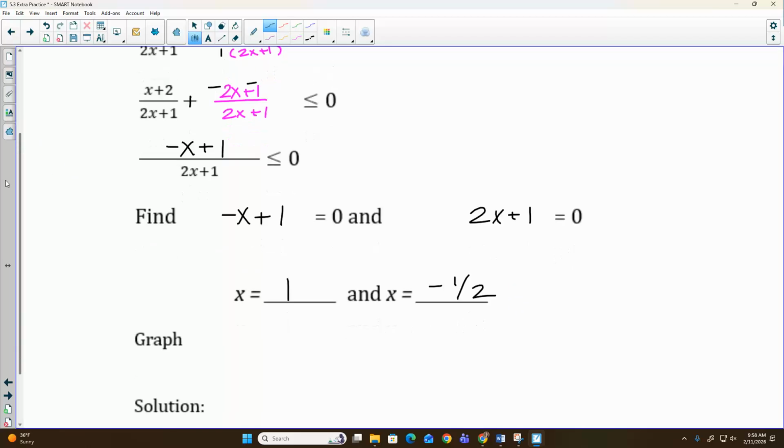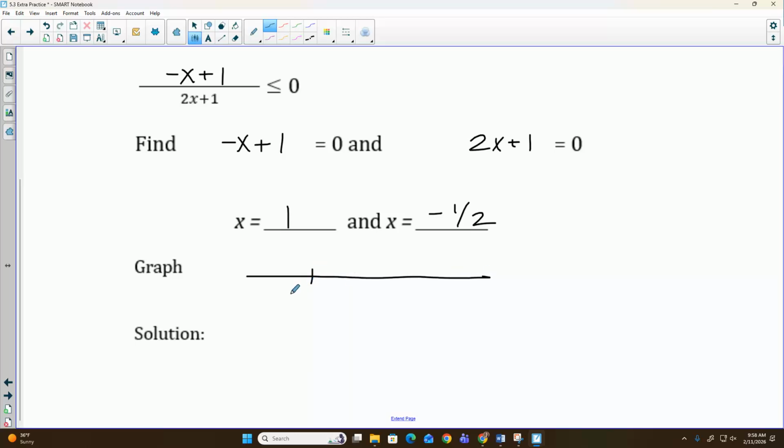Then we made our sign line. So we plot the negative 1/2 and the 1, and we did test points: smaller than negative 1/2, between them, bigger than 1. I'm plugging them into this fraction to decide positive or negative. So if I put in a negative 1, I get 2 on top, negative 1 on the bottom. A positive divided by a negative is negative. If I put in a 0, I get 1 on top, 1 on the bottom. Positive over positive is positive. If I put in 2, I get a negative 1 on top and a positive on the bottom, negative over positive, negative.